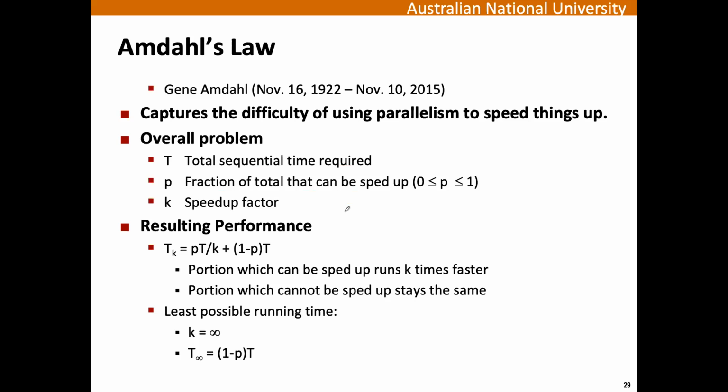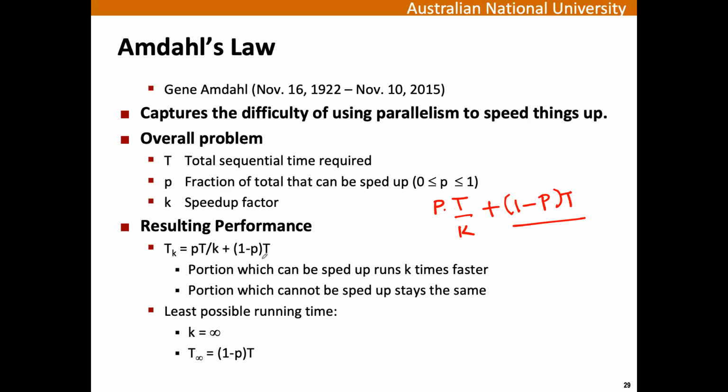So if P is the fraction of time that you can parallelize or speed up using K processors, that becomes P dot T over K, and the remaining time stays the same. So (1 minus P) multiplied by total sequential time stays the same. Okay, it's really very simple.